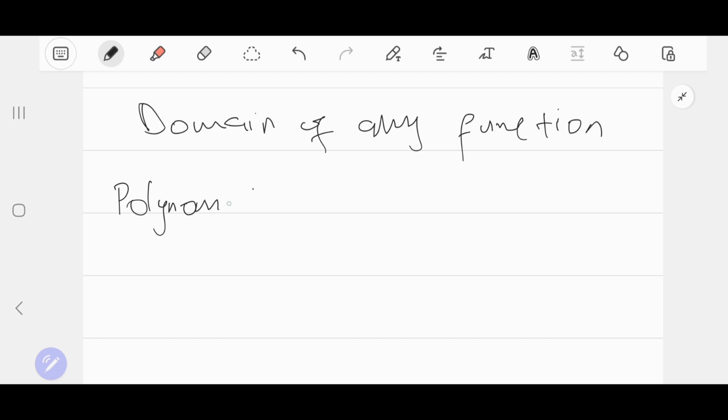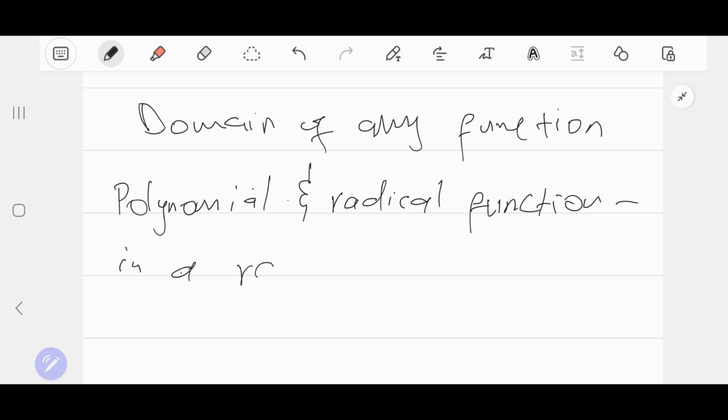They combine a polynomial function and a radical function. But they do that, people, in a rational way.